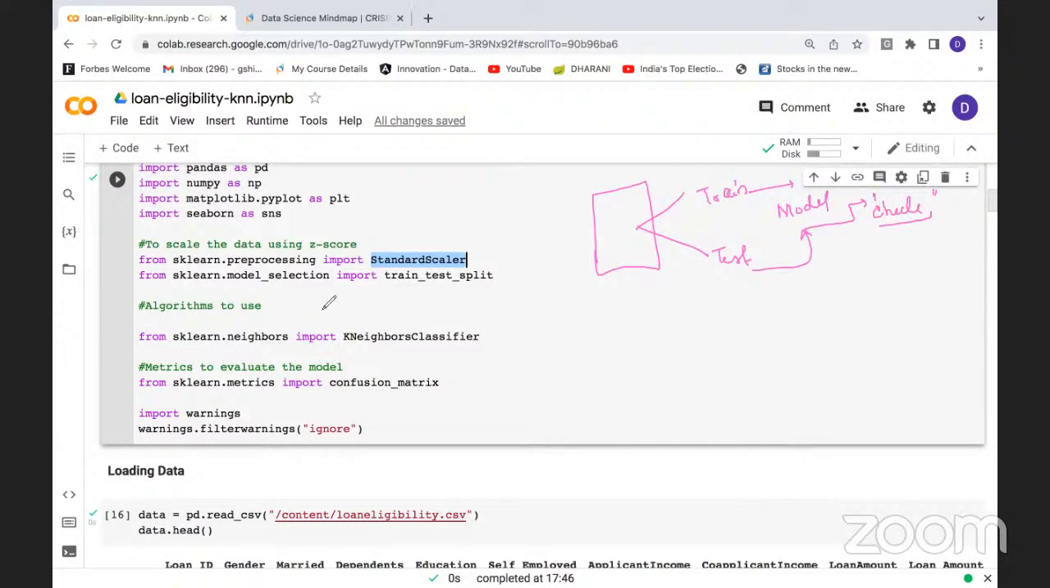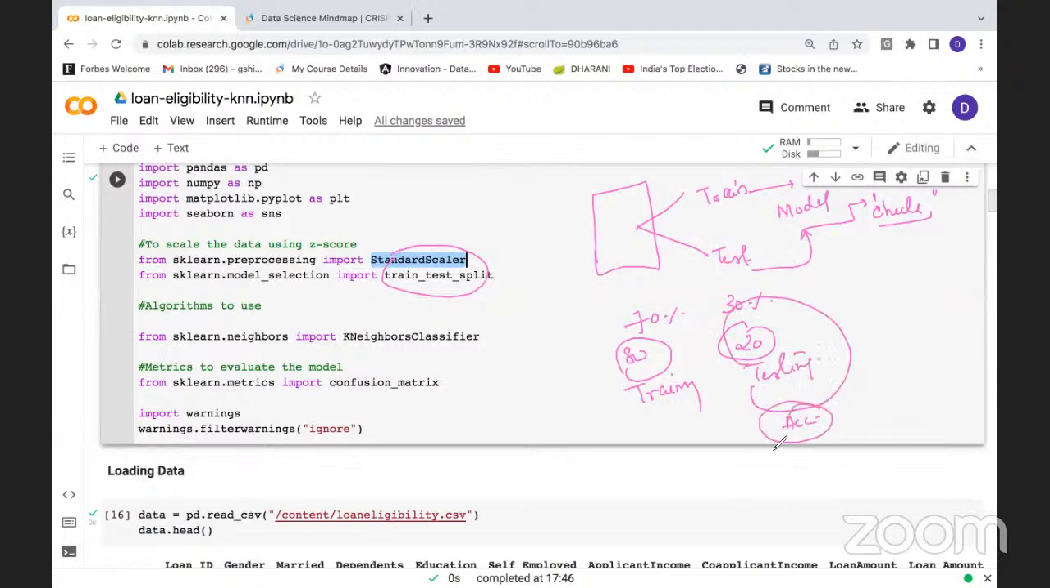Whatever split I want to make, the standard rule is a 70-30 ratio or 80-20 ratio, where this will go for training and this will go for testing. Whatever accuracy you get, you generalize it and report it in the project charter, saying that this is the accuracy of your model.